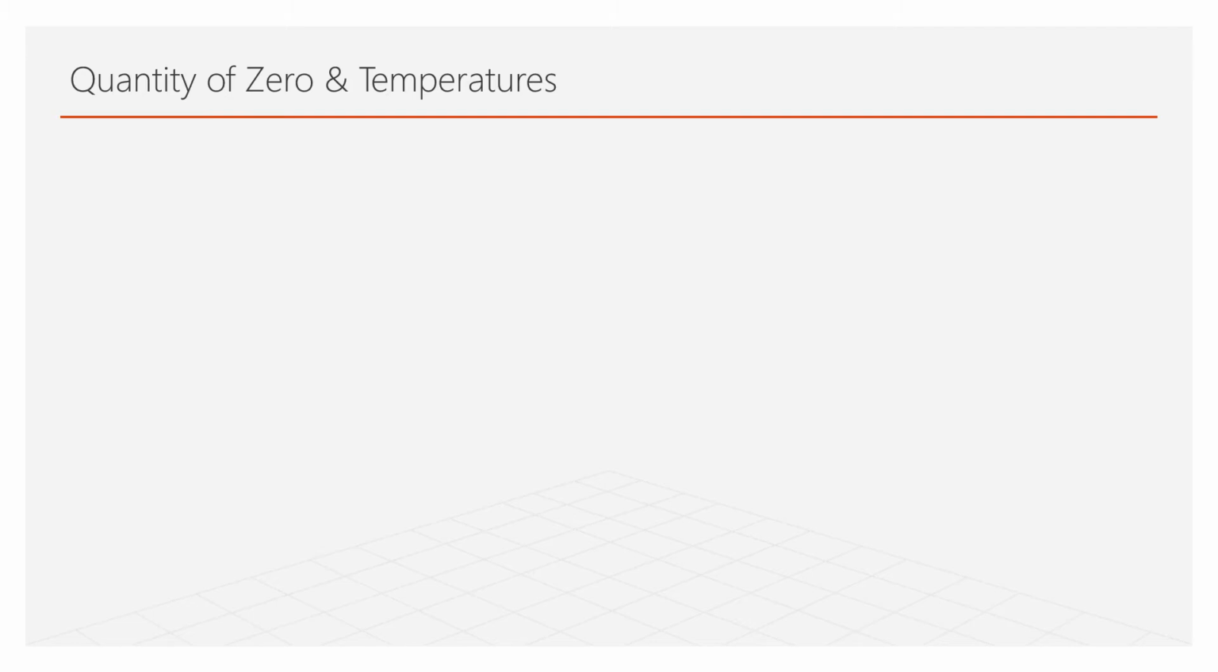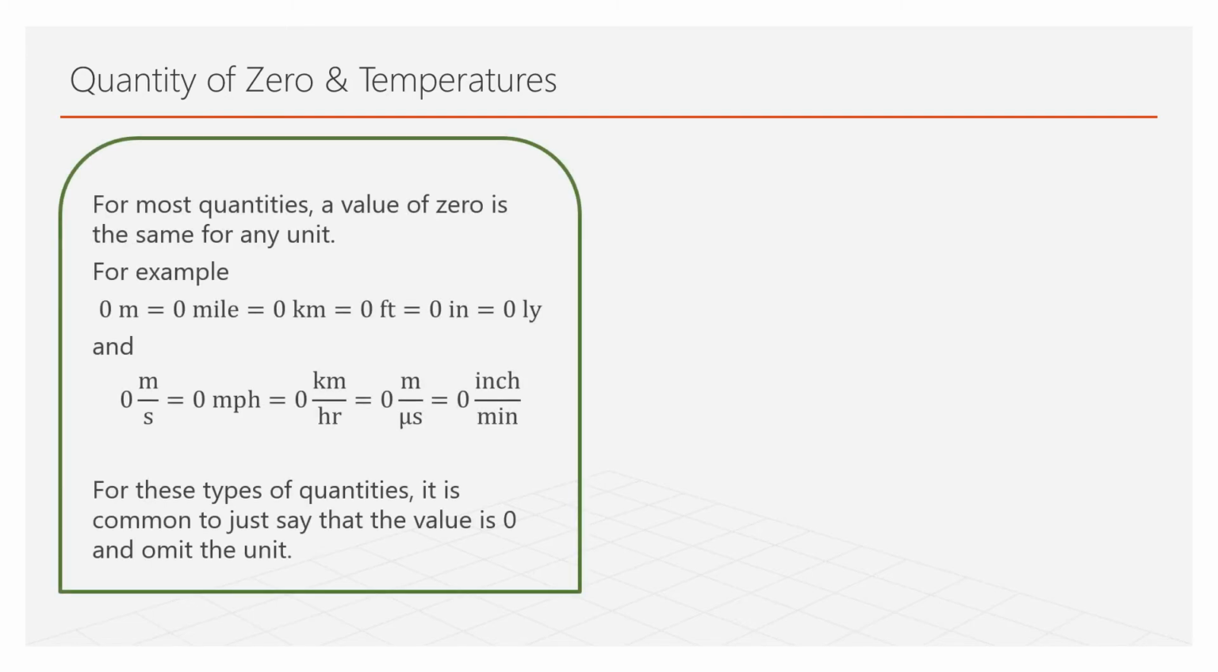Let's now review quantities that have a value of 0 and temperatures. For most quantities, a value of 0 is the same for any unit. For example, 0 meters equals 0 miles, equals 0 kilometers, equals 0 feet, equals 0 inches, equals 0 light years. And another example, 0 meters per second equals 0 miles per hour, equals 0 kilometers per hour, equals 0 meters per microsecond, equals 0 inches per minute. For these types of quantities, it is common to just say that the value is 0 and omit the unit.